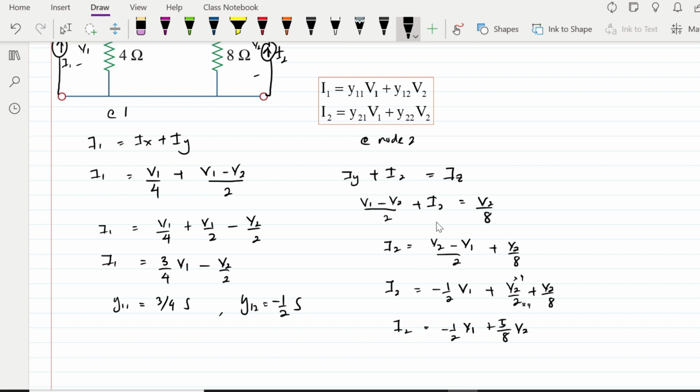So here, comparing with the original y parameter equation, I could say that y21 is negative 1 over 2 siemens and y22 is 5 over 8 siemens. Pretty straightforward if you use the alternative method to solve the equation.